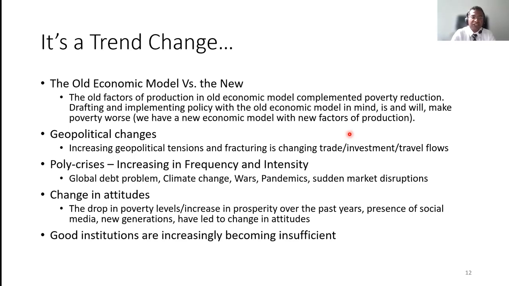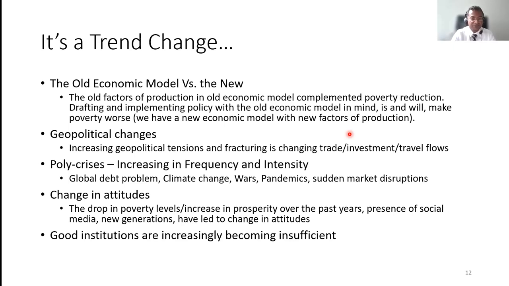Then geopolitical changes: the tensions have fractured the trade, investment, and travel flows, which is changing against reducing poverty. Polycrisis, increasing in frequency and intensity. This includes climate change, but also the global debt problem, where a lot of countries have gotten into debt.